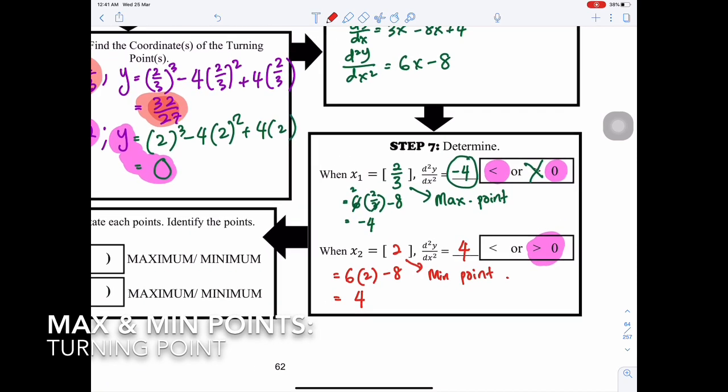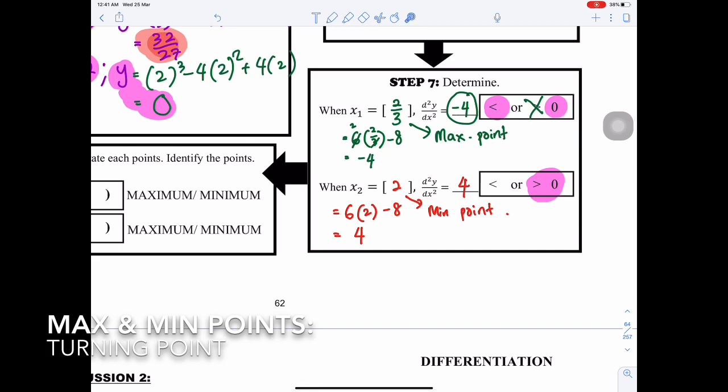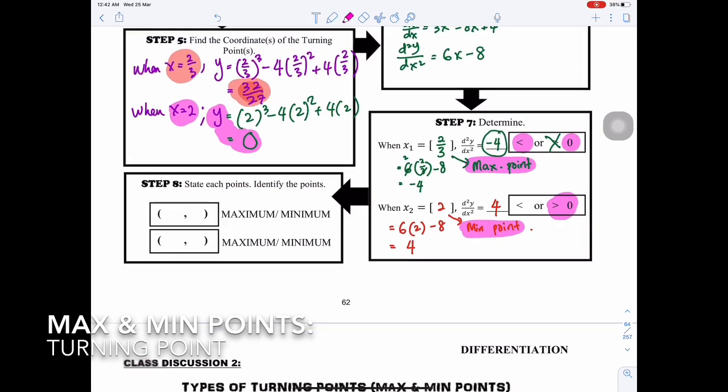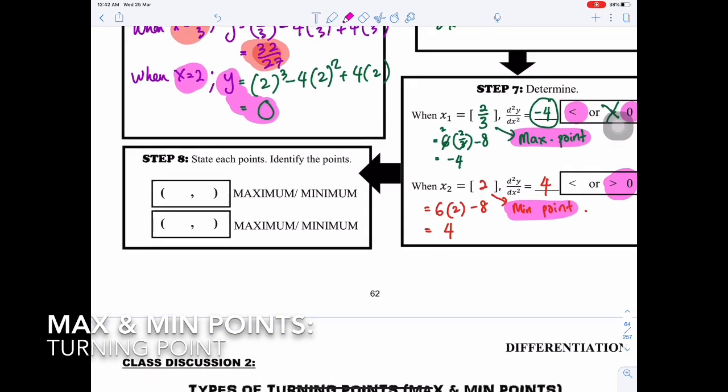Please take note, if the value of the second derivative is less than 0, which is a negative number, it is a maximum point. And when the value of the second derivative is greater than 0, that means it is a minimum point. Maximum point, minimum point. Okay, last step, state each point.